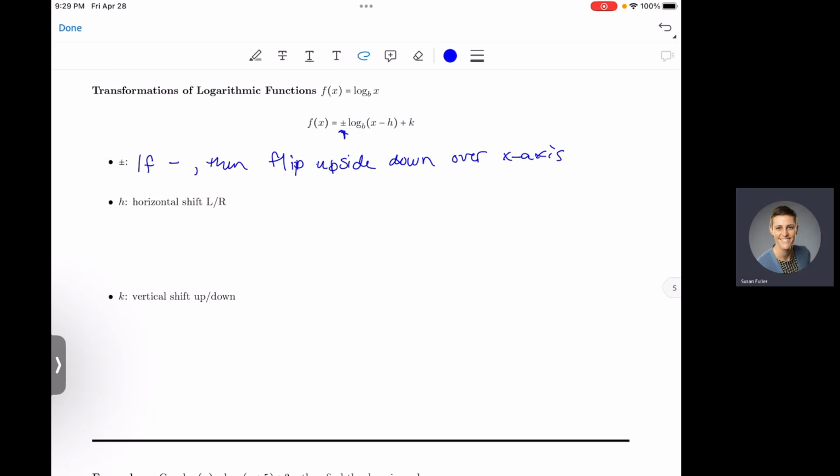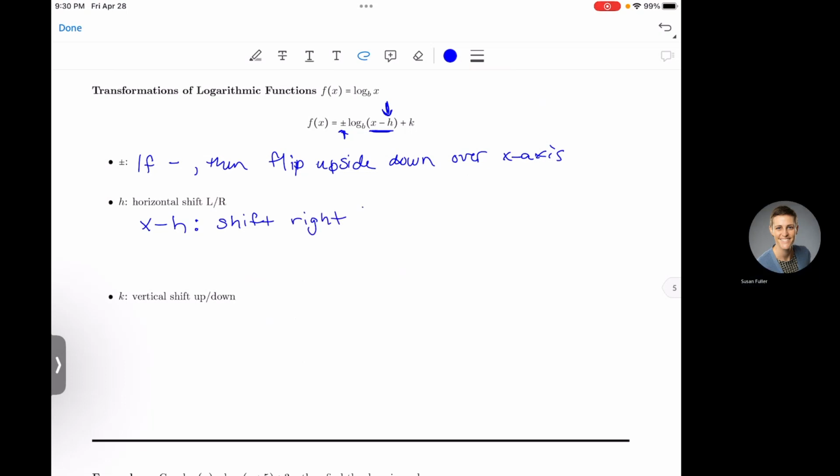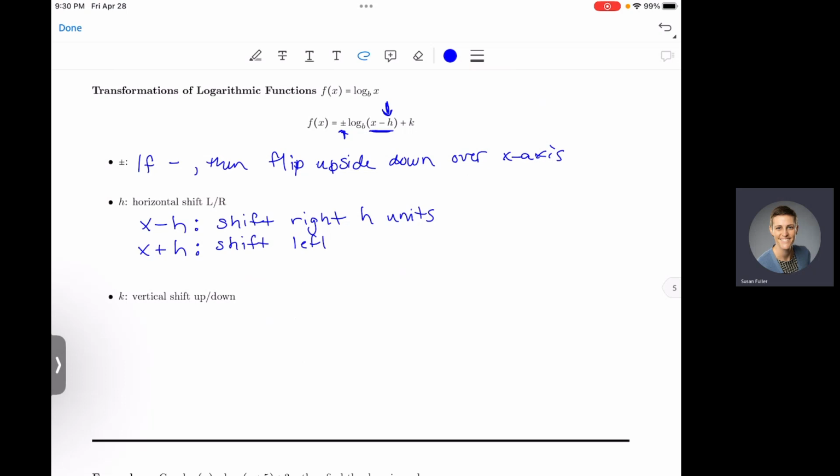All right, if you add or subtract a number inside the log with x, again, you're adding or subtracting inside the function with x. That's going to shift us left and right, and it's going to move the opposite way you think it will. So if you have x minus h inside, then that is going to shift you to the right h units. And if you have x plus h inside, that is going to shift you to the left by h units.